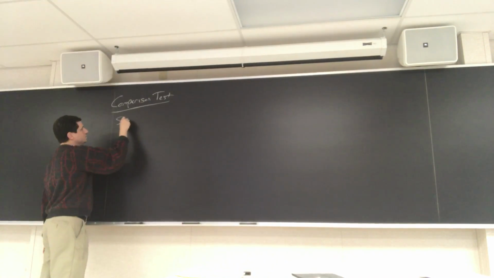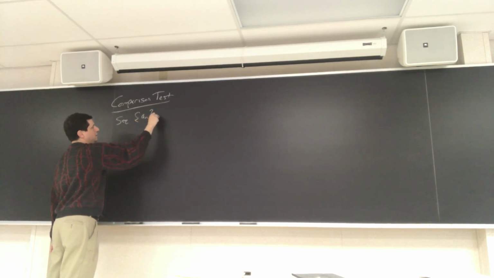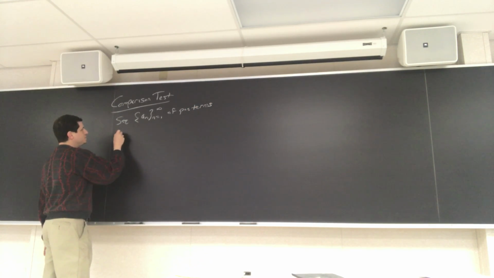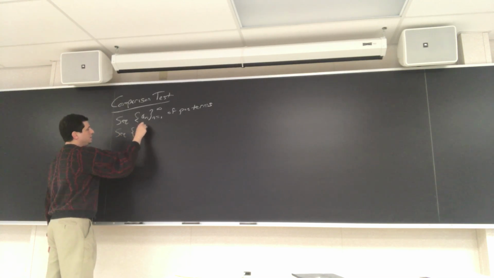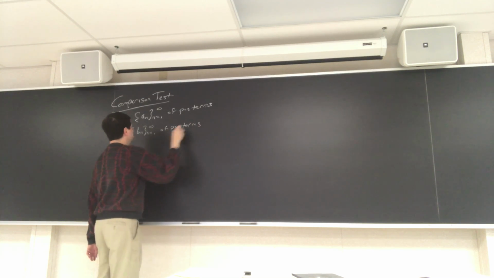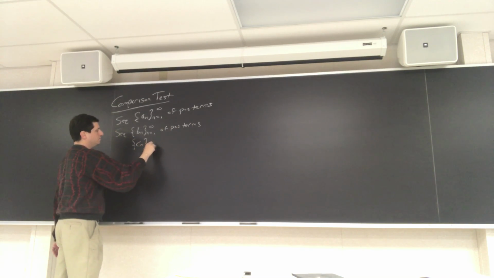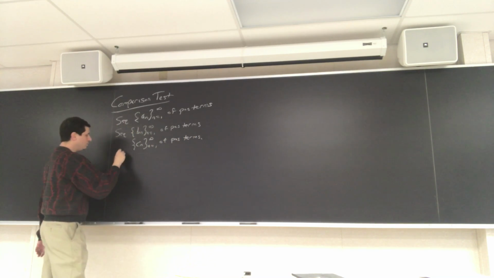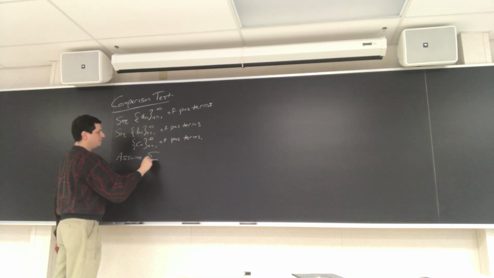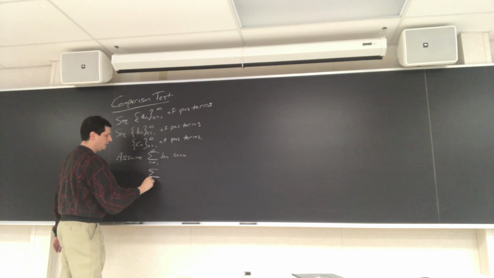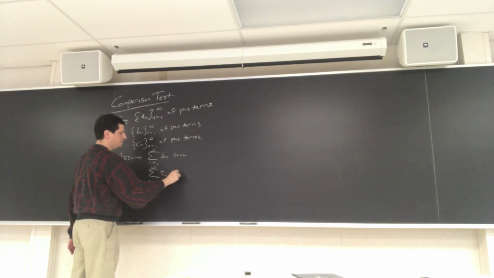So we have some sequence an, n goes from 1 to infinity, of positive terms. It's very important that the a's are positive. And we have two other sequences, bn of positive terms, and cn of positive terms. Now we're going to assume the sum n goes from 1 to infinity of bn converges, and the sum n goes from 1 to infinity of cn diverges.